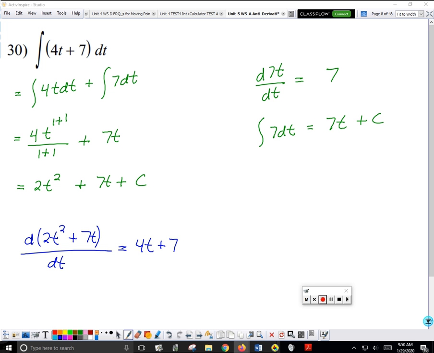That's all we're doing. We're finding the antiderivative of 4t plus 7. That antiderivative is 2t squared plus 7t. Because if we take the derivative of this, we're right back where we started: 4t plus 7. However, answering Justin's question, could this have been 4t plus 7 plus 5?